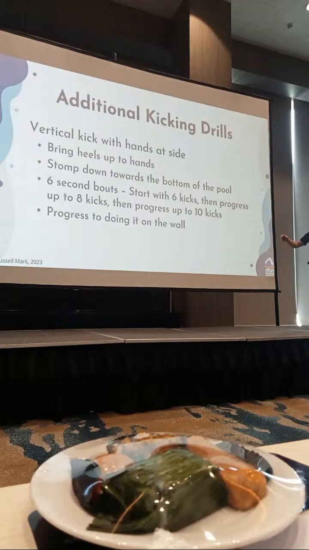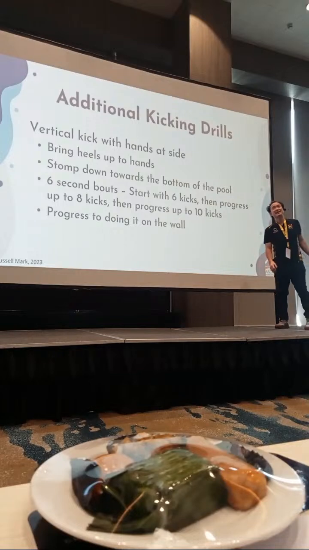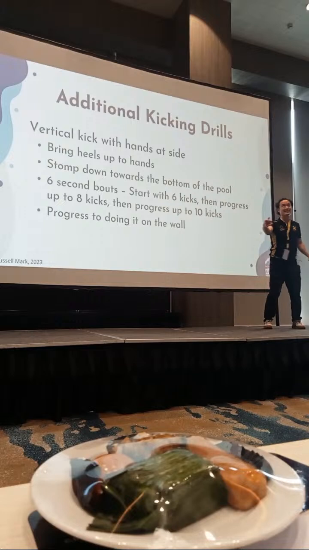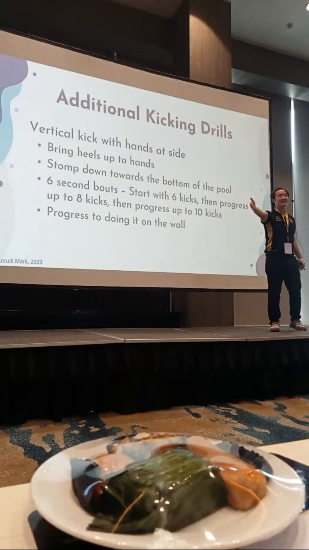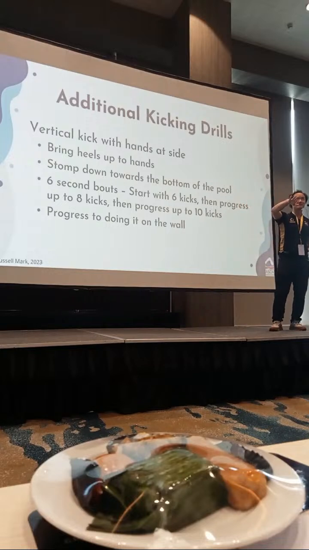And then doing it from vertical kicking, you can do it against the wall. So 1, 2, 3, 4, 5, 6, 7, 8, 9, 10. Trying to do 10 kicks in 6 seconds. That's what Adam Peaty gets up to, is 10 kicks in 6 seconds. And Adam Peaty's coach, and Adam Peaty got it from the Japanese coach who coached Kosuke Kitajima.